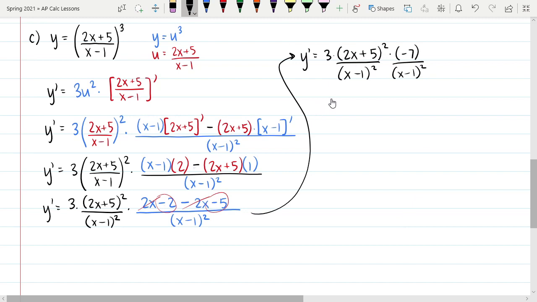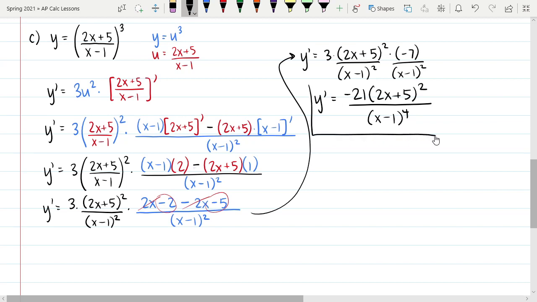And so finally, when I put this all together, I get y prime equals negative 21, 3 times negative 7, times 2x plus 5, quantity squared, all over, well, I had 2 x minus 1's here, I had 2 more x minus 1's here, so that's over x minus 1 to the 4th. And that is our simplified answer.